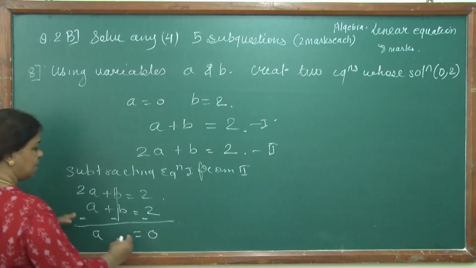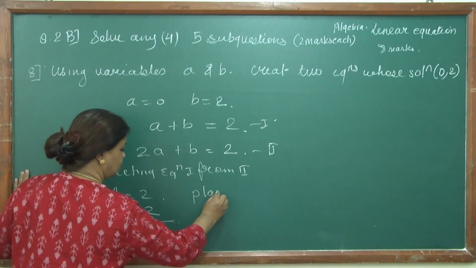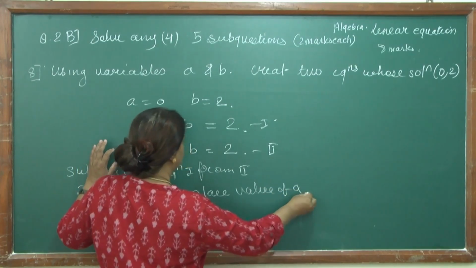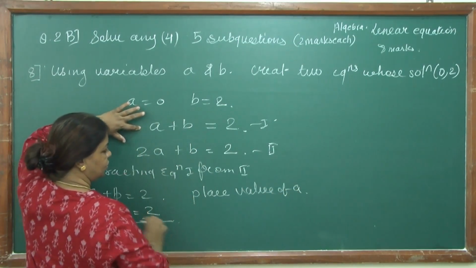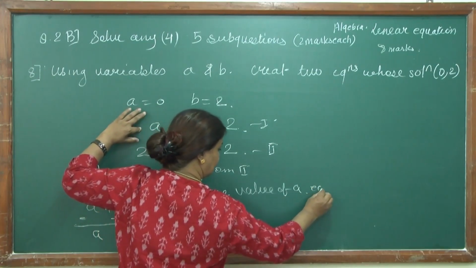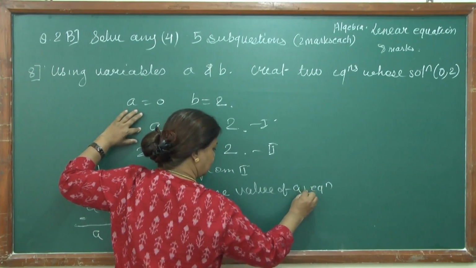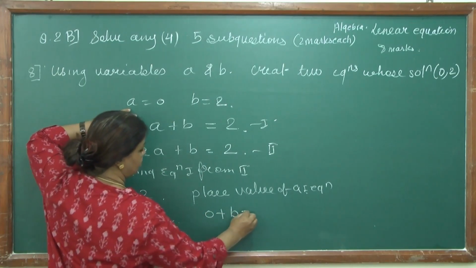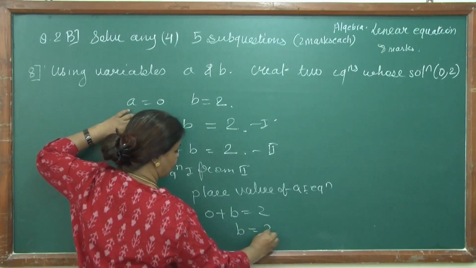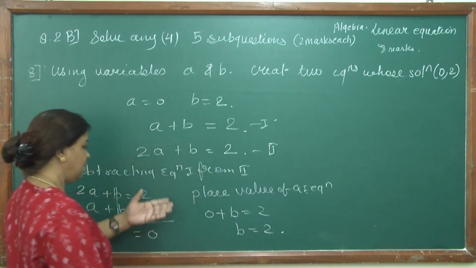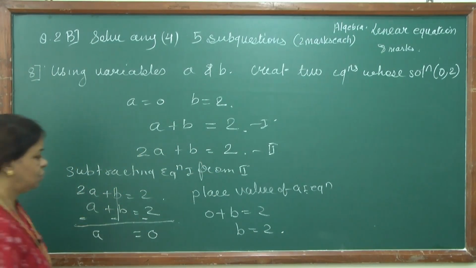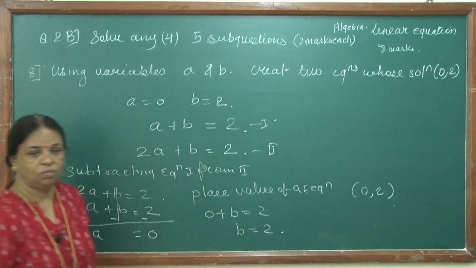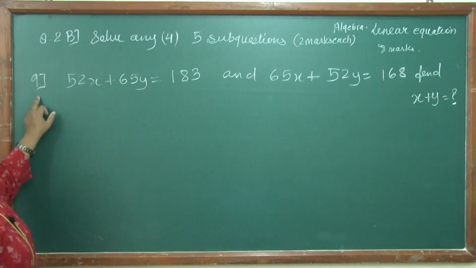Now place the value of a in one equation. In equation 1 we get 0 plus b is equal to 2. So b is equal to 2. So we got the same answer, 0, 2. Pause the video, children, and solve the sum.